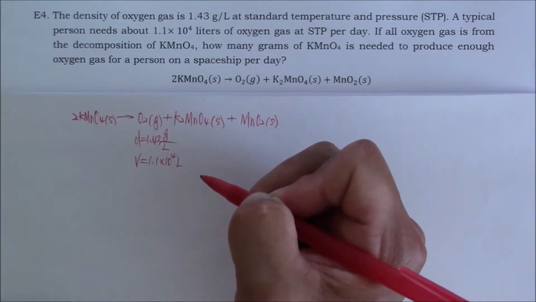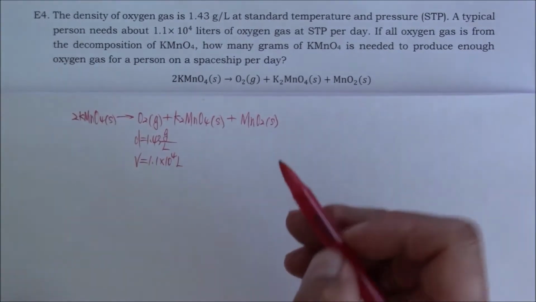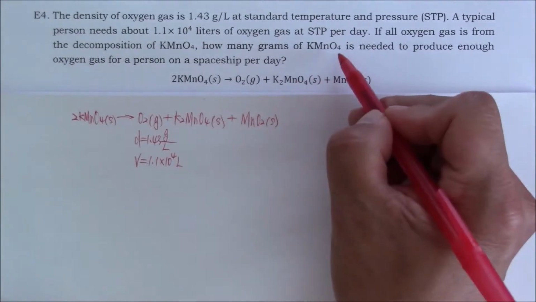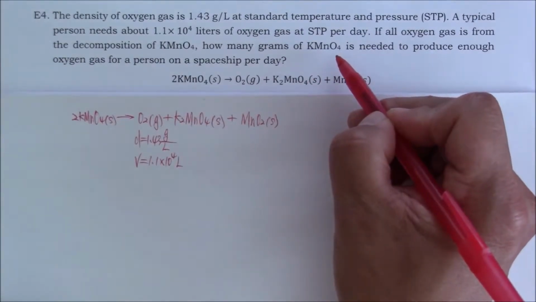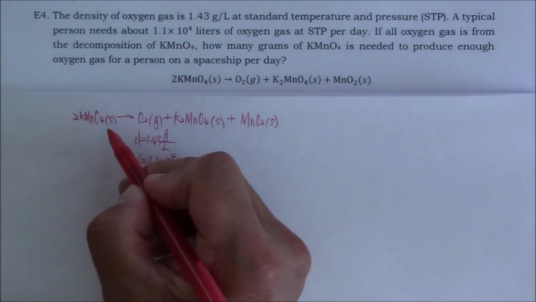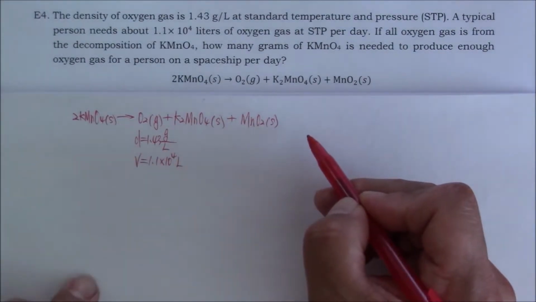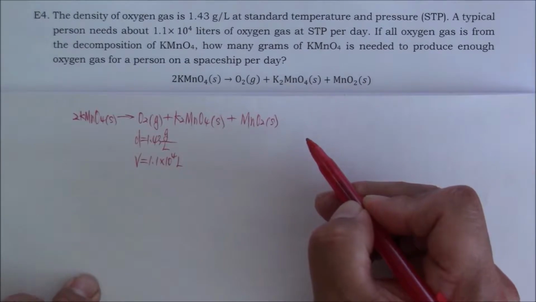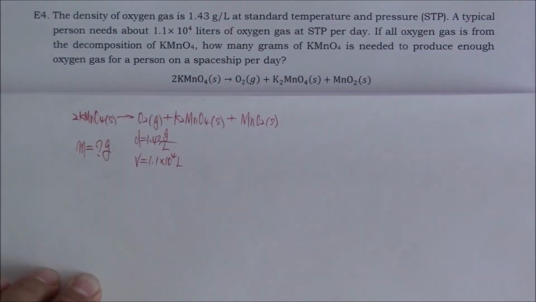Then, let's try to write down what we're looking for. We're looking for the grams of potassium permanganate. Therefore, I have to put down the question mark below potassium permanganate under the chemical equation. I cannot put down the question mark somewhere else. Well, this is the summary of our problem.